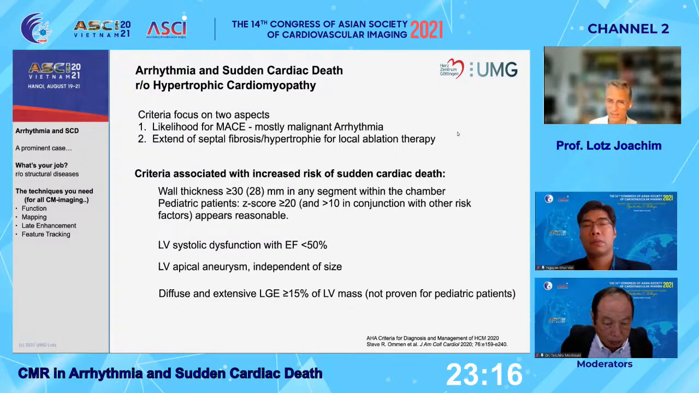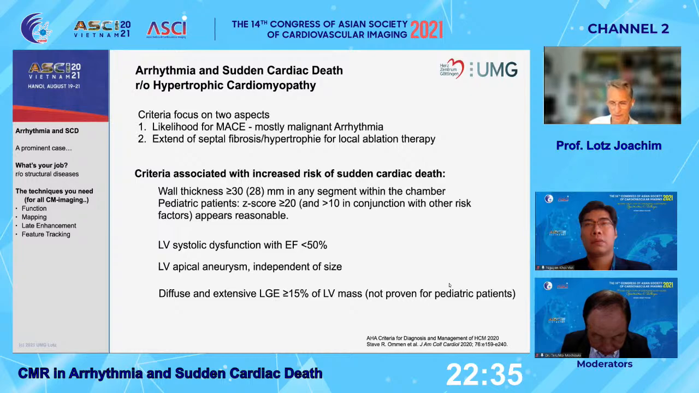Any left ventricular apical aneurysm, independent of any size, is one of the criteria that is a risk factor for sudden cardiac death, and extensive diffuse or focalized LGE, which involves more than 50% of the LV mass. So I just read it from the slide. But this, again, is not proven for pediatric patients because we do not have any extensive and bulletproof data for pediatric patients in hypertrophic cardiomyopathy. But it's an inherited disease or a congenital disease. So the pediatric patients have a very specific focus.